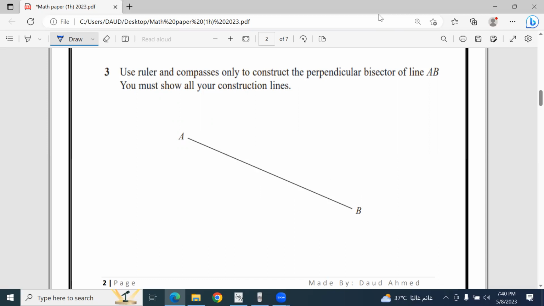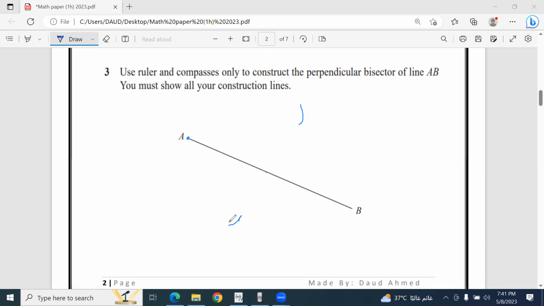Once you open your compass, bring your compass at point A and draw one arc above the line AB and one arc below the line AB. By keeping the same distance on your compass, bring your compass at point B and draw two more arcs, one above the line and one below the line.